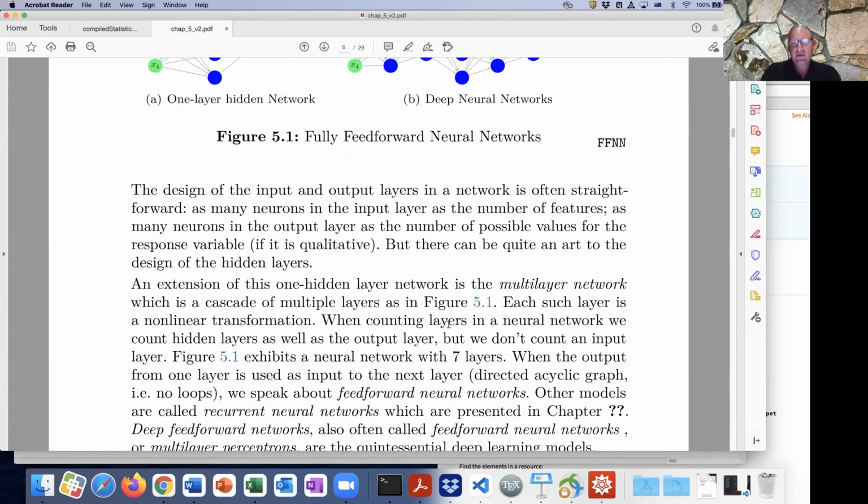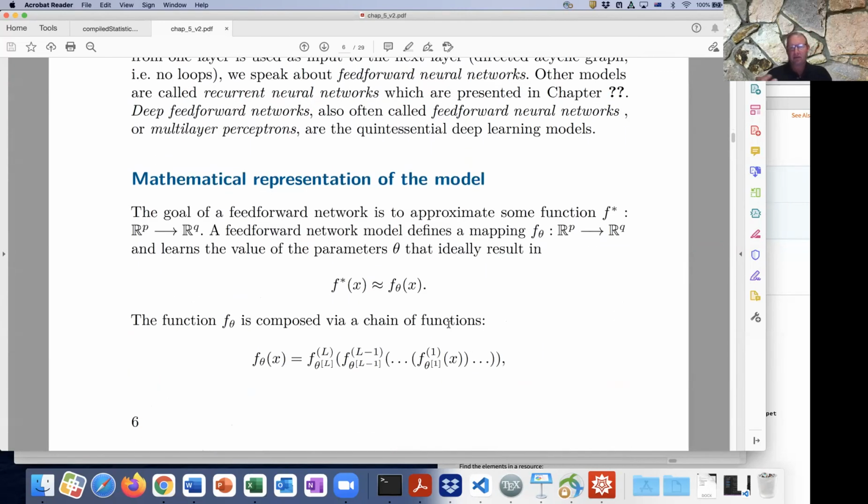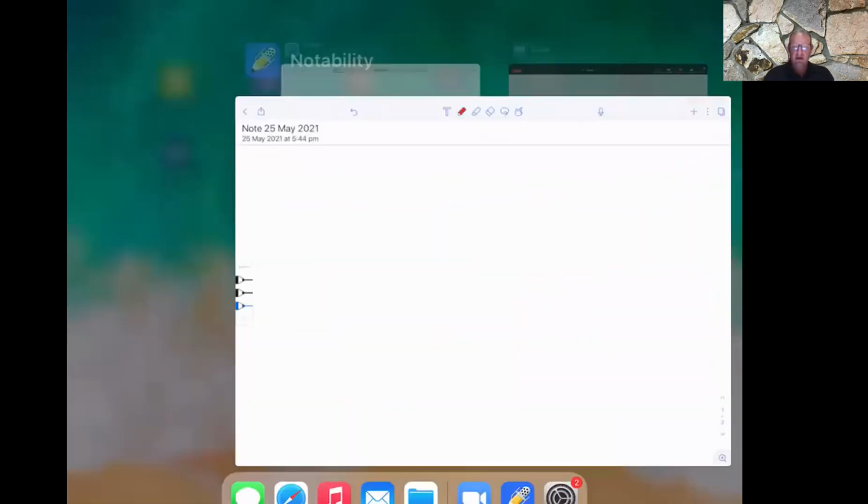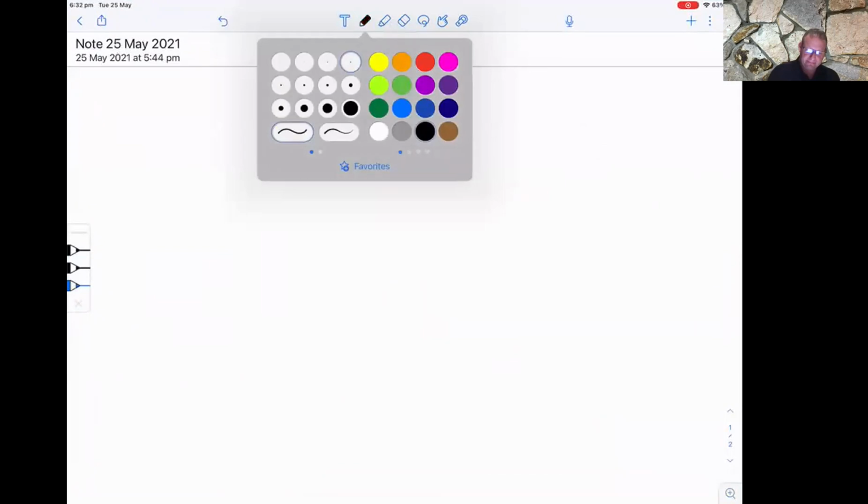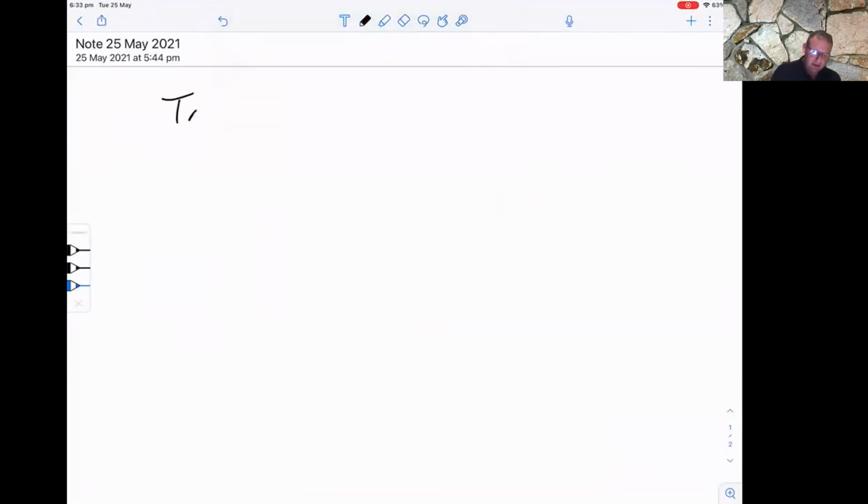For this, I'll share the screen now. Let's share my writing tool, and let's speak about training parameters. Training f theta. That's our function f theta, and by training f theta, we mean learning theta.